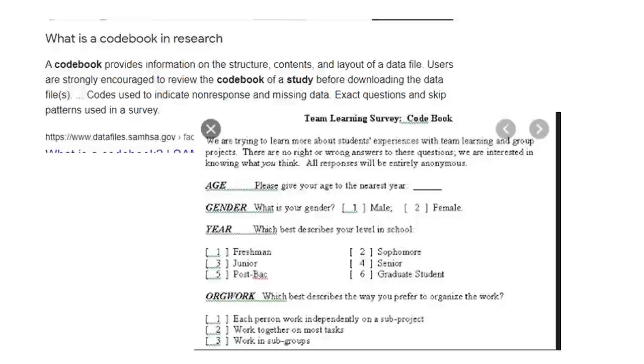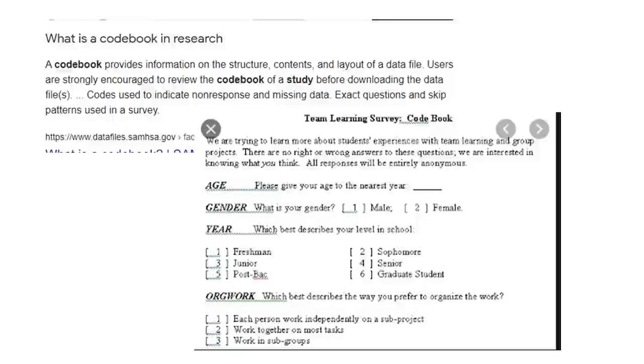And the same goes with org work. Each option would have an assigned number for easier coding or for easier entry in the code book.